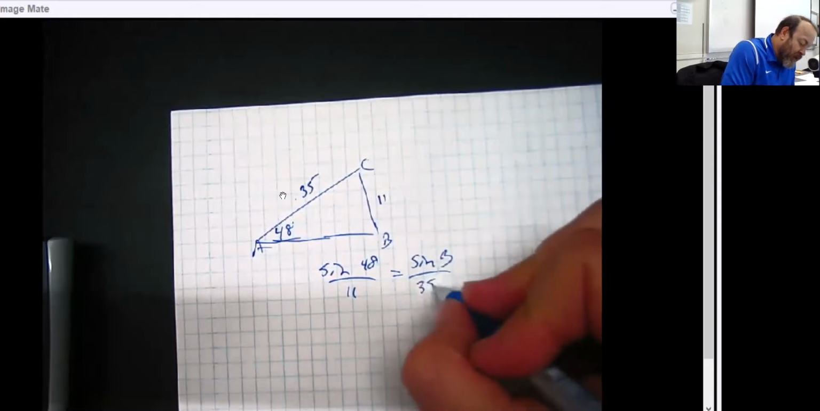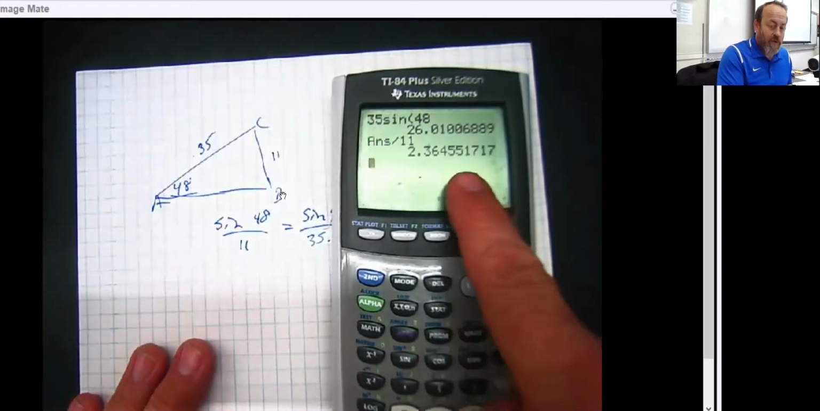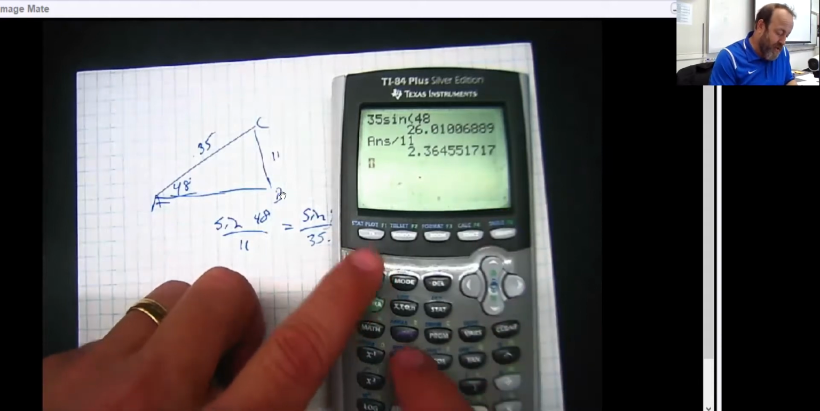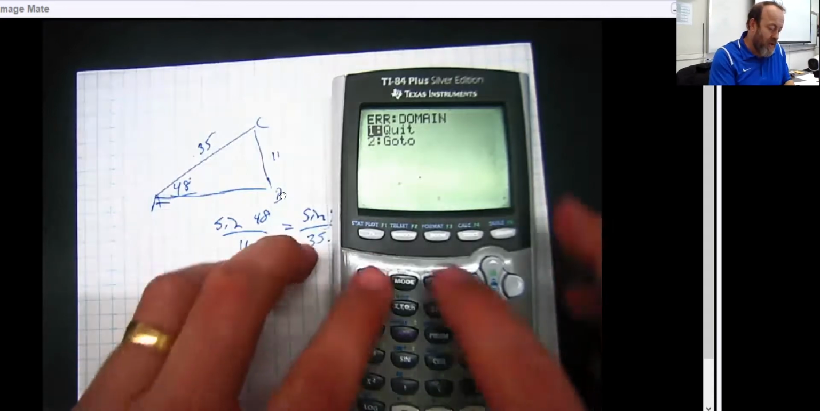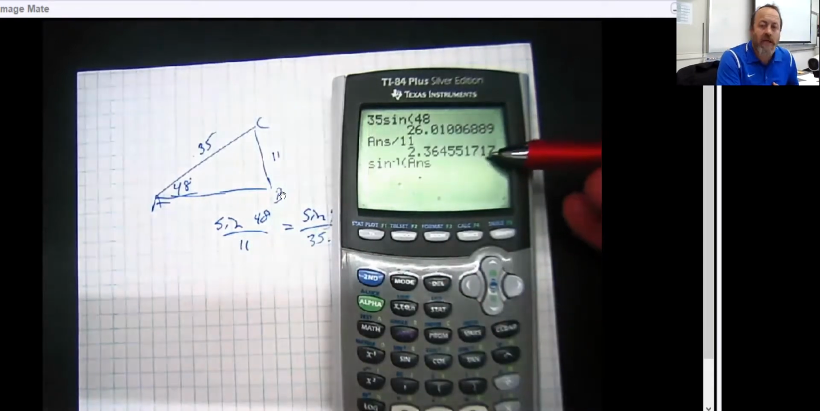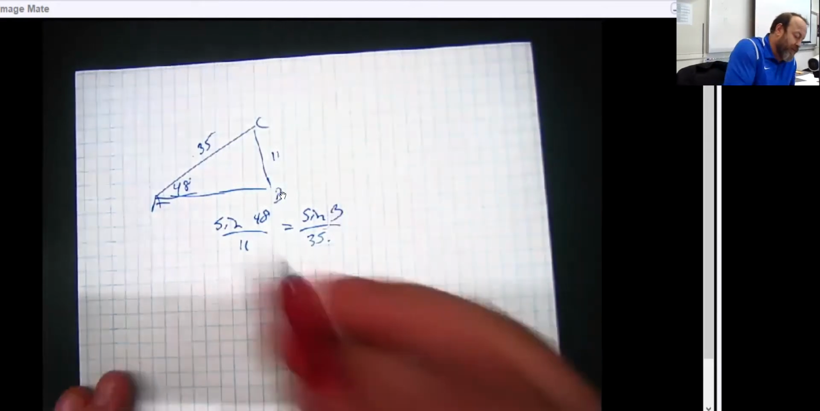And then we do one last little piece here, and we say, okay, that means 35 times the sine of 48 divided by 11 is 2.36. And when I tried to take the inverse sine, it says, no, you can't do that. The reason why is because the sine maxes out at 1. It can never reach 2.36. There is no such triangle.